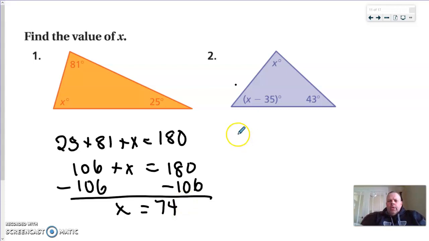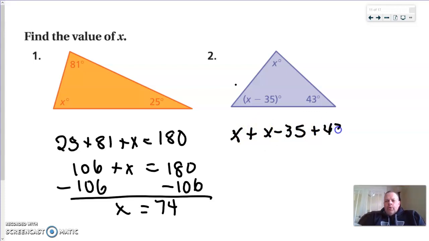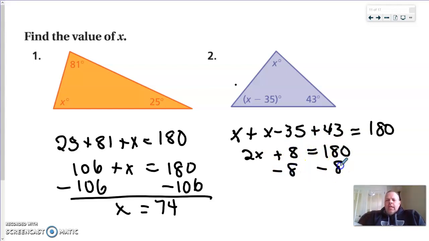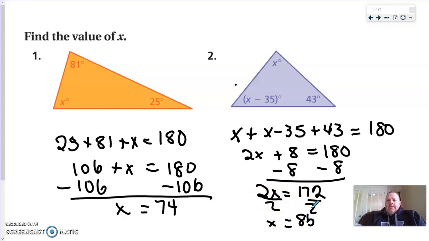In our second example, we have x plus x minus 35 plus 43. Again, those equal 180 because of the triangle. These two right here, we get 2x. Here's where it gets a little tricky. I have negative 35 plus 43, which makes it positive 8, so 2x plus 8 equals 180. When I subtract that 8, I get 2x equals 172. Again, divide by 2, we get x equals 86. So this is 86 degrees.